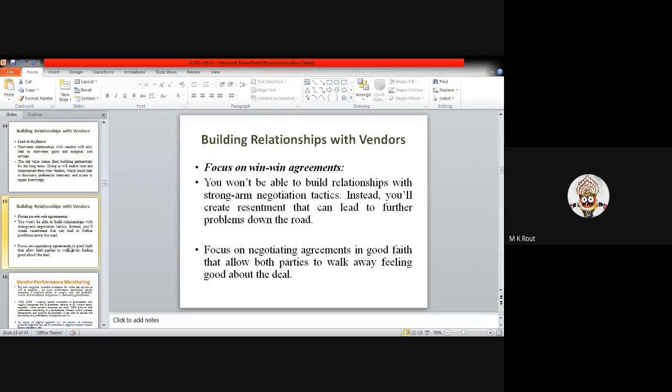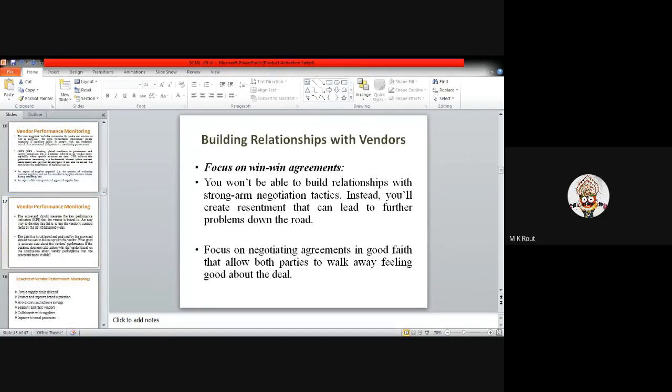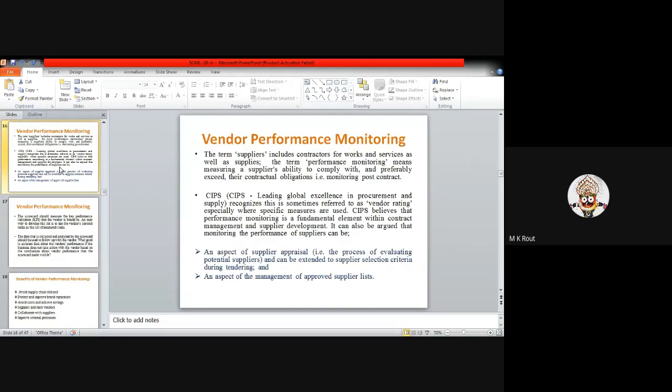The next point is known as focus on win-win agreements. You won't be able to build a relationship with strong-arm negotiation tactics. So here, contract negotiation is implemented. Instead, you will create resentment that will lead to further problems down the road. Next is focus on negotiating agreements in good faith that allow both parties to walk away feeling good about the deal. And the last and most important thing is vendor performance monitoring.